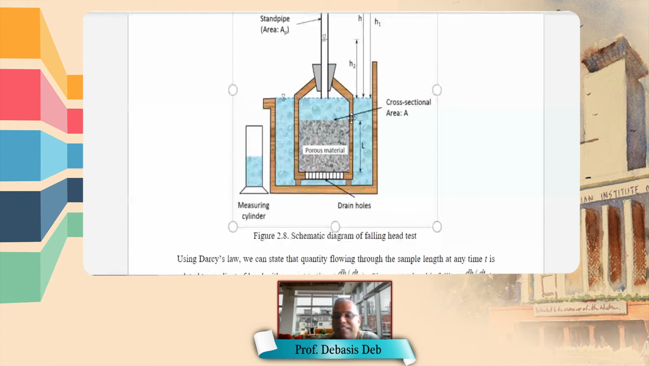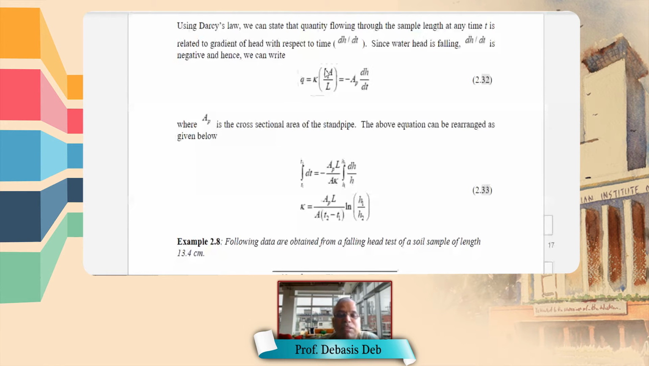So this is the A, the cross-sectional area of this sample. Then this is the L, the length of the sample. And so we know K into HA by L. This is from Darcy's law. And this is the falling head. So now if we integrate between time T1 to T2, you have to get two times, and you have to measure two heads, say the starting head and the ending head at time T2. So we get a formula like this. By integrating this, we can calculate the value K.